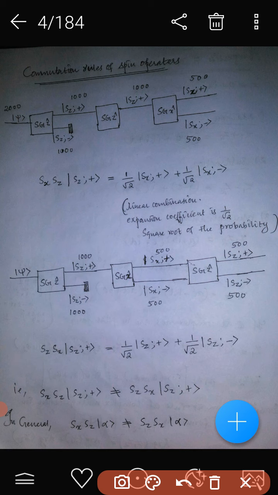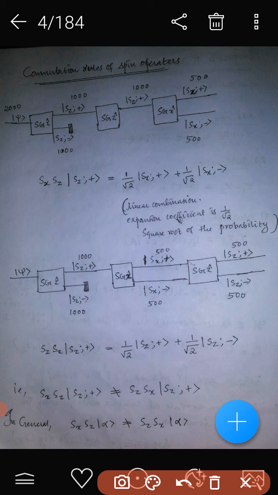So the mathematical form can be represented as Sz acting on the Sz plus state. Here Sx is acting on the Sz plus state, and after that Sz is acting. In the first case Sz is first and the second measurement is Sx. Here Sx is first and the second one is Sz. Then again it can be represented as a linear combination of Sz plus, that is 1 by root 2 Sz plus plus 1 by root 2 Sz minus.